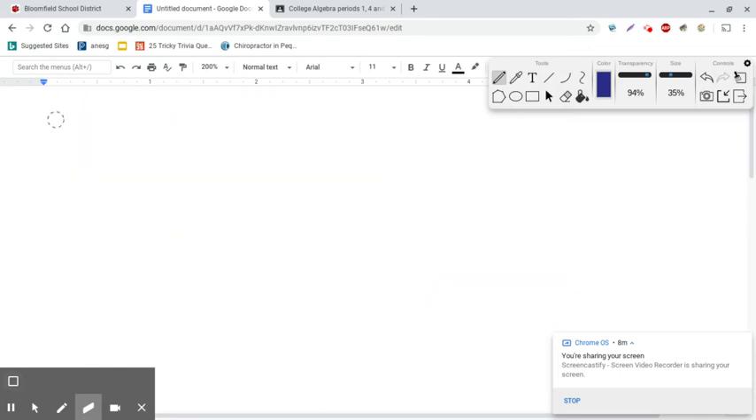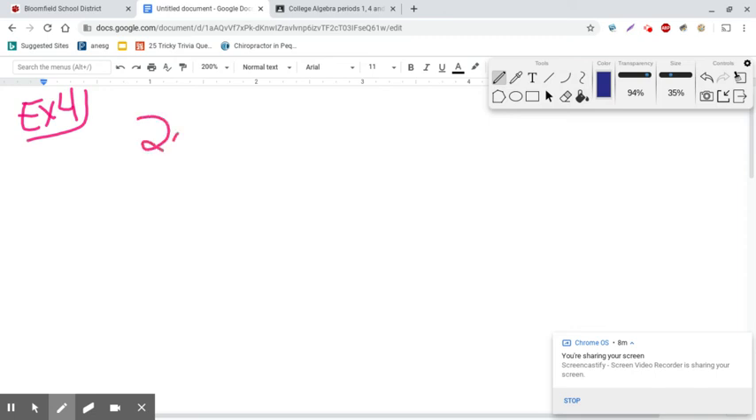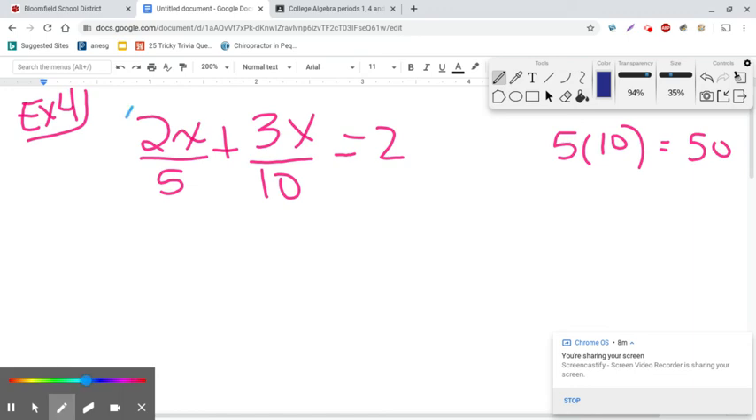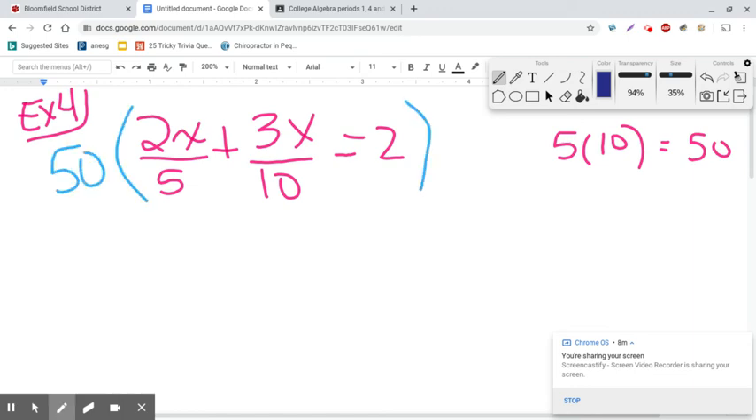All right, guys, we got an example 4, which is our last example, okay? This one is not going to come out pretty, but that's okay. So we have 2x over 5 plus 3x over 10 is going to equal 2. So we're going to do what we've been doing this whole time. We're going to take our two denominators, which is 5 and 10, and we're going to multiply them by each other. 5 times 10 gives us 50. That just means we are going to multiply everything by 50. Go into the first part, the second part, and the third part.